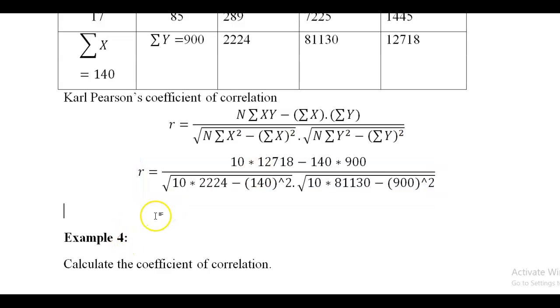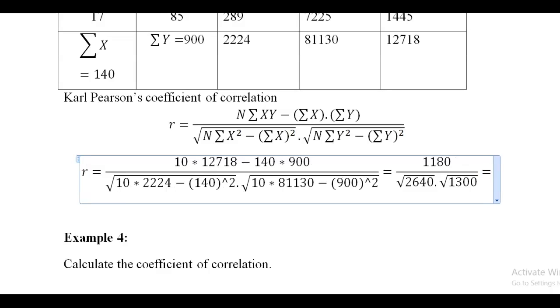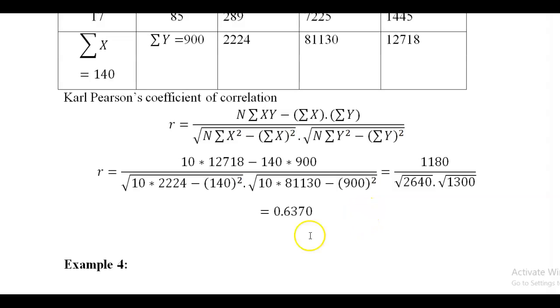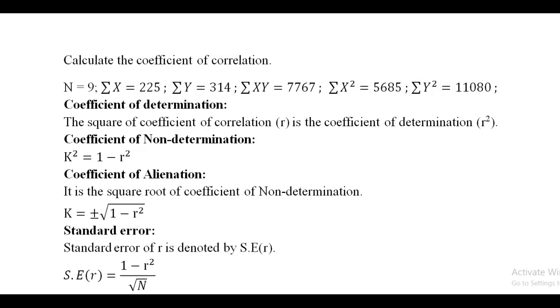Okay, so the value for this is 1180 divided by square root of 2640 multiplied by 100. So which is equal to 0.6370. Okay, so from this we can conclude that the correlation coefficient r is greater than 0.5. Therefore, there exists high degree of positive correlation between the variables x and y, that is advertisement expenditure and sales. Okay, and another problem also, the values are directly given. By using the same formula, we can find the correlation coefficient.